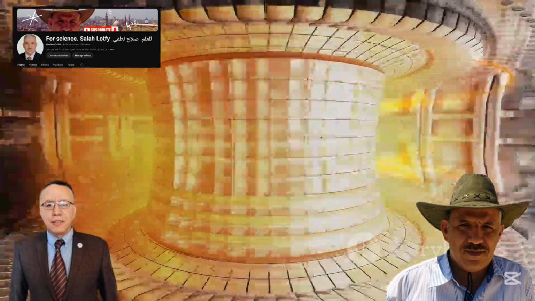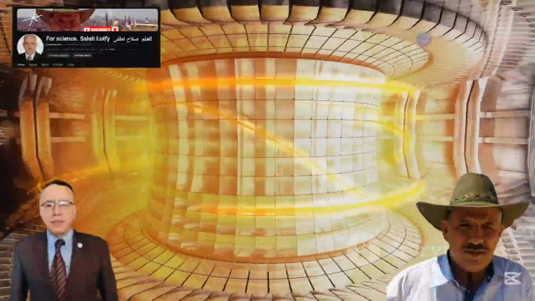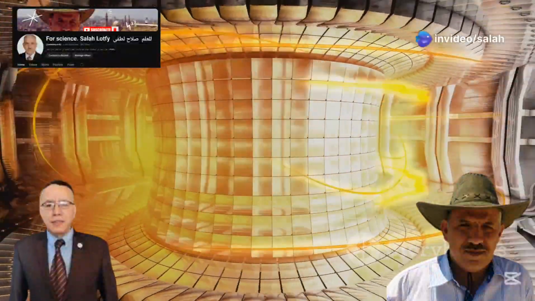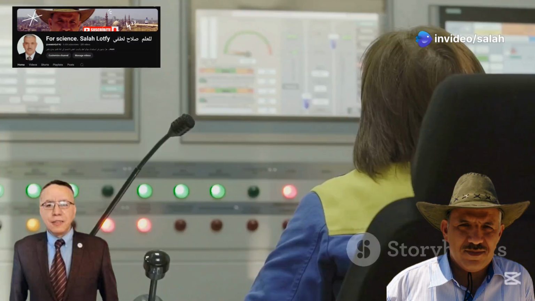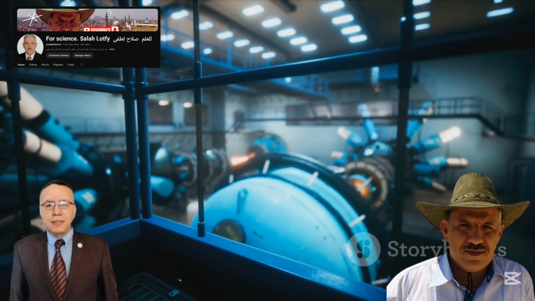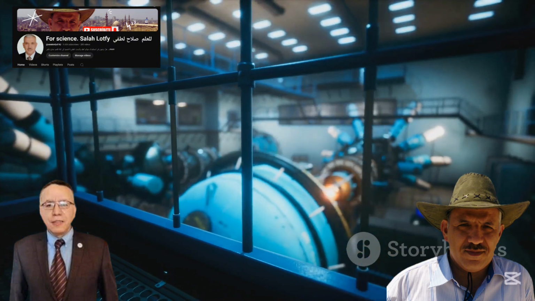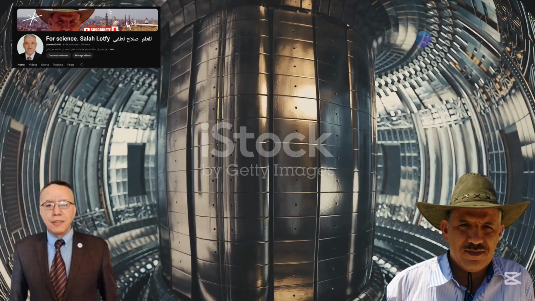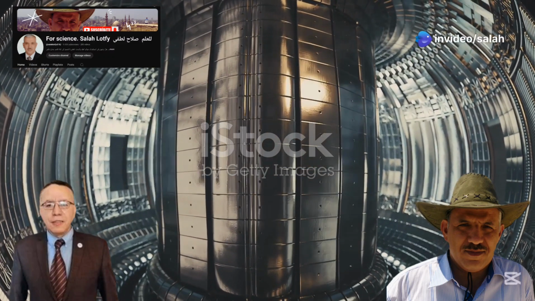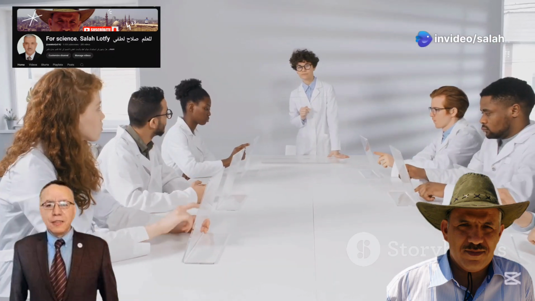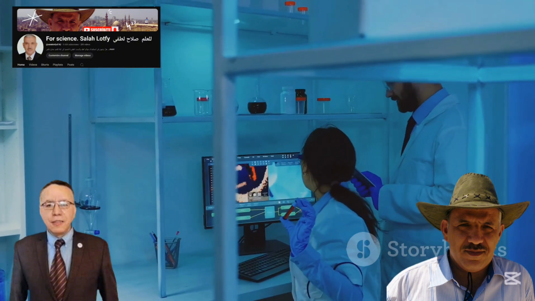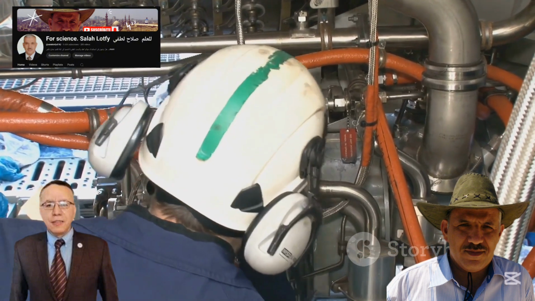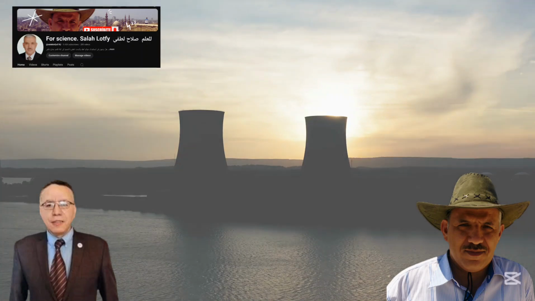Fusion involves fusing light atomic nuclei like hydrogen isotopes to release immense energy. Unlike fission, fusion produces no long-lived radioactive waste and carries a significantly reduced risk of meltdowns. Achieving controlled, sustained fusion reactions on Earth has been the holy grail of energy research for decades. Projects like ITER, an international collaboration involving 35 countries, are pushing the boundaries of scientific understanding and engineering ingenuity to make fusion power a reality.